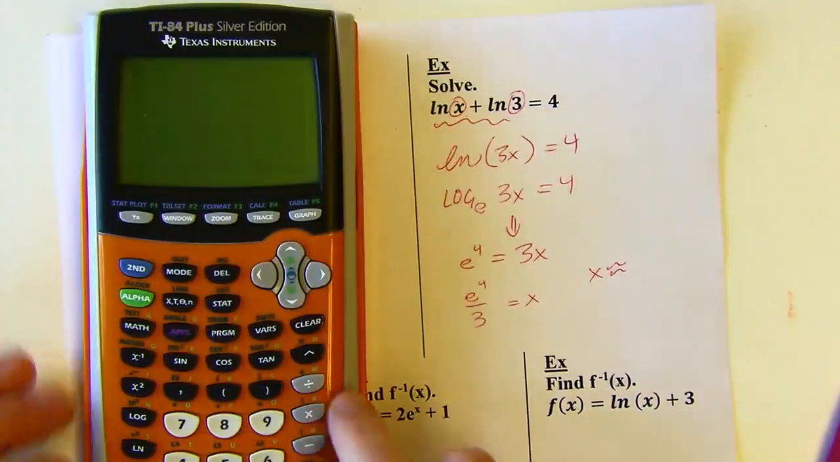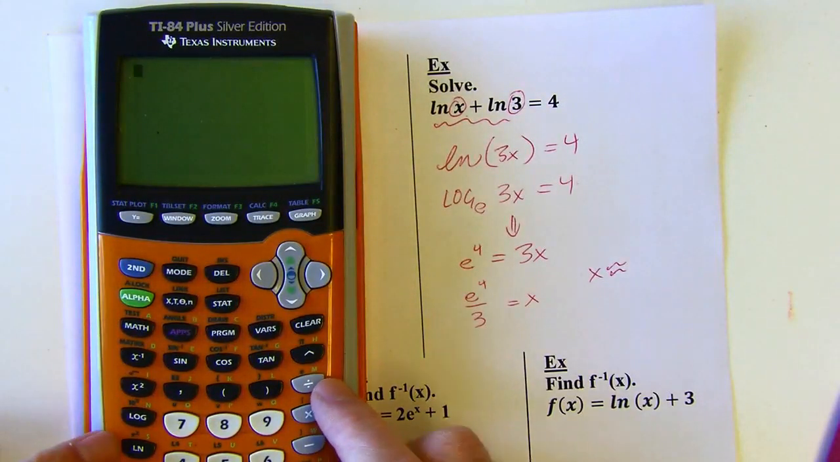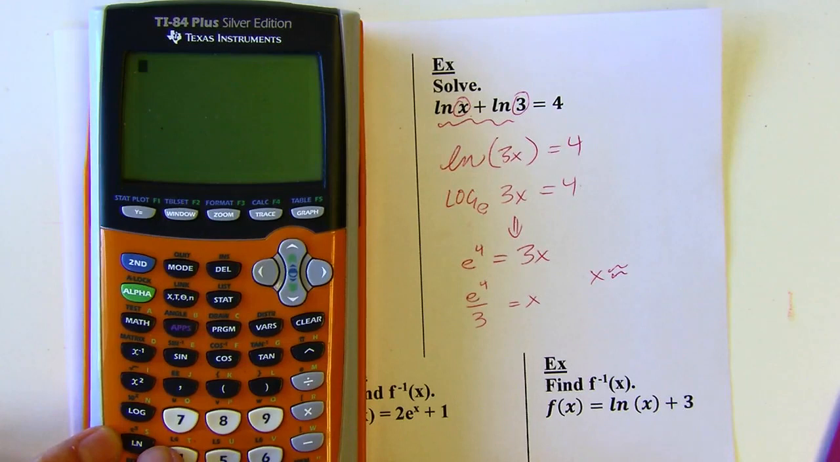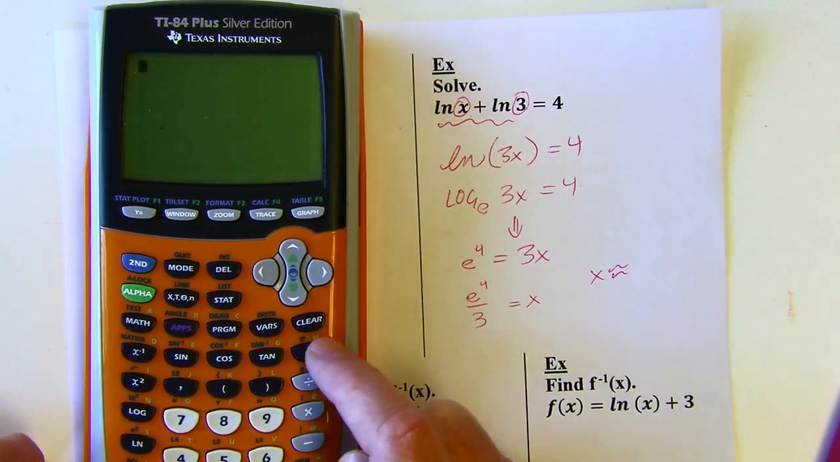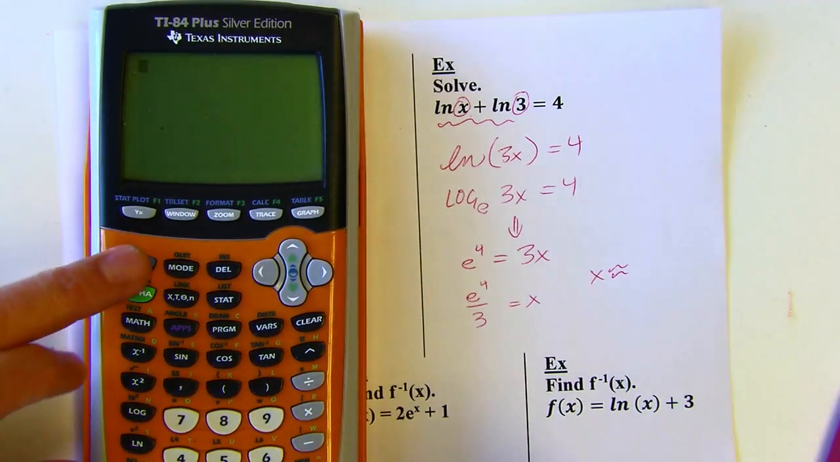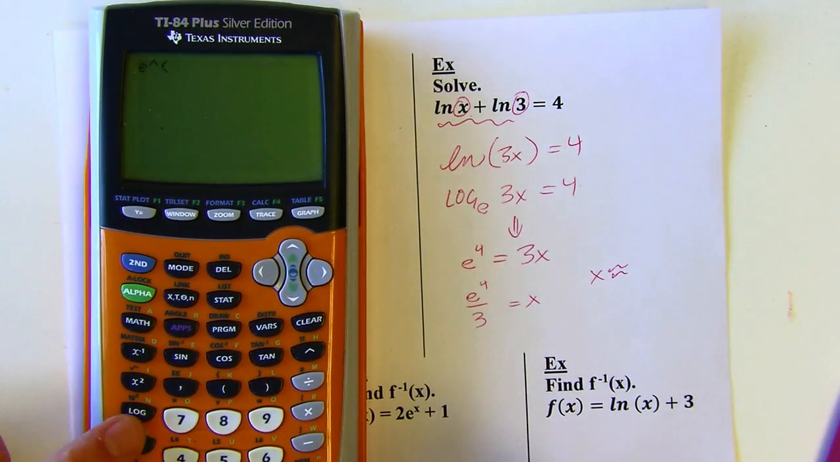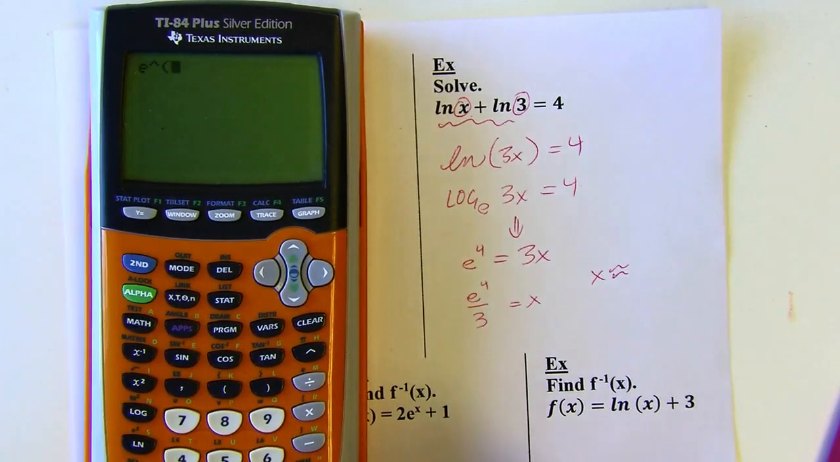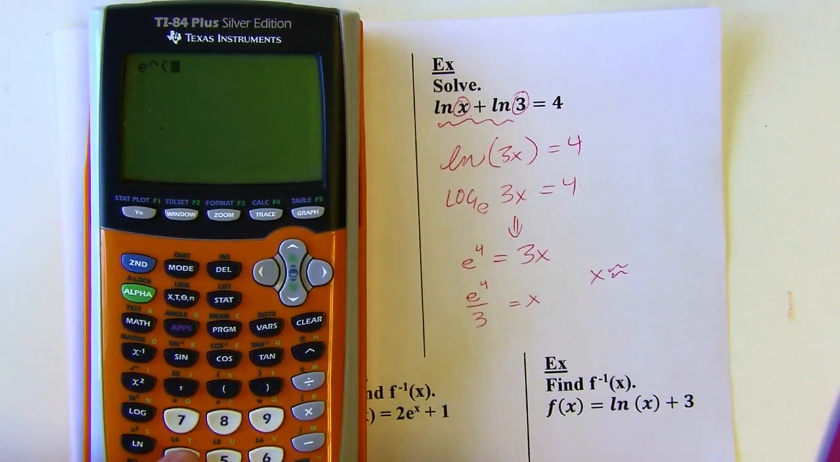Okay, so there's the e button above the division symbol. Above the LN button, the natural log button, there's e to the x. So I could do e and then raise it to the 4th, and nothing wrong with that. But we're going to be raising e to a power so often that there's a button just for that to save you a little time. Okay, so I've got e to the 4th.